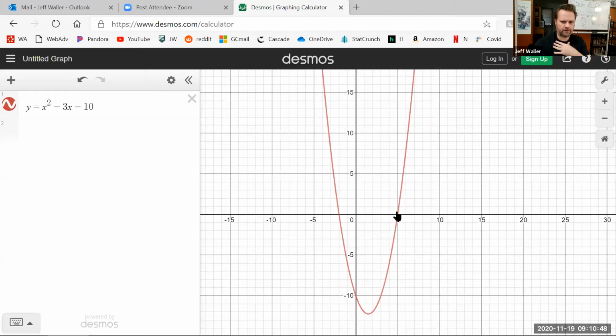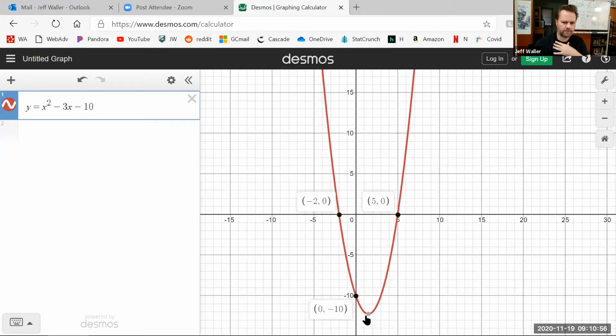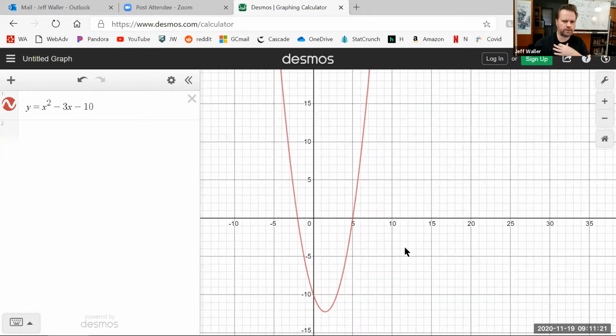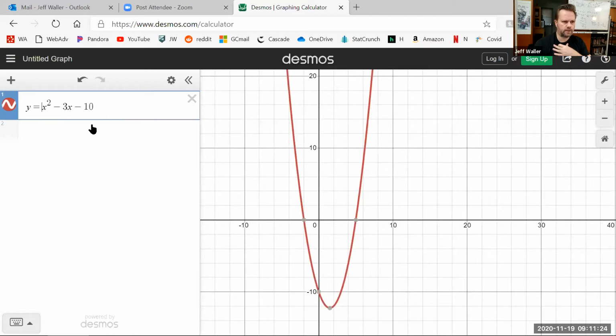If I just click on the function, I can actually see the x-intercepts. Do you see how it finds them for me? The y-intercept. And of course, what's this point down here? Vertex. So this is a free utility. You graph any function, and if you click the function, it actually finds the intercepts and the important points like the vertex. That's crazy.